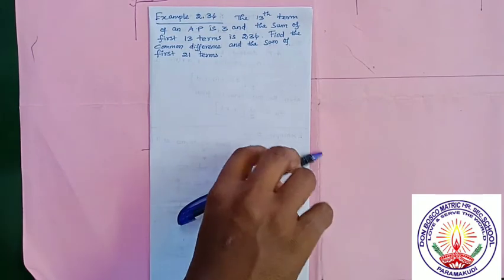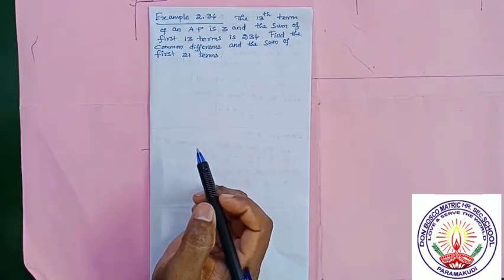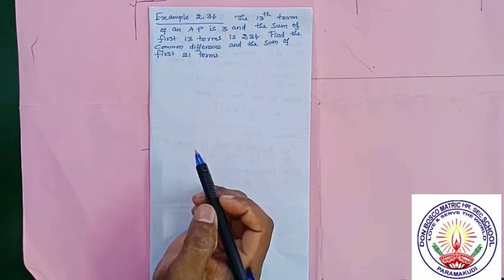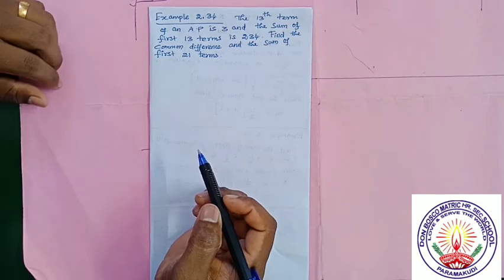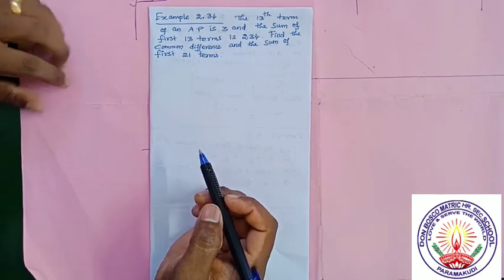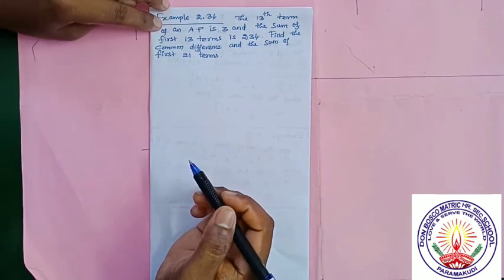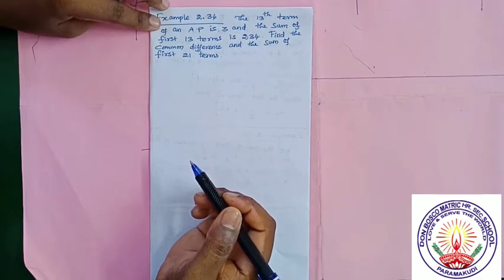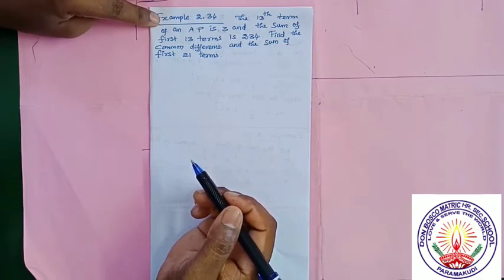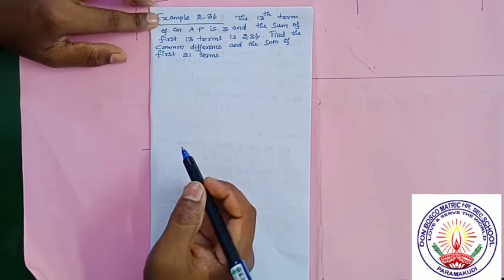Example 2.34. The 13th term of an AP is 3 and the sum of first 13 terms is 234. Find the common difference and the sum of first 21 terms. So what is given? The 13th term of an AP is 3 and the sum of first 13 terms is 234. Find the common difference and the sum of first 21 terms.